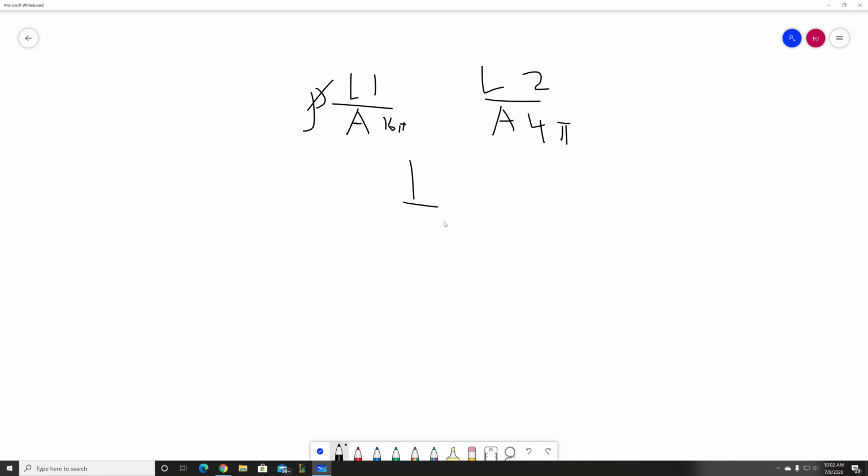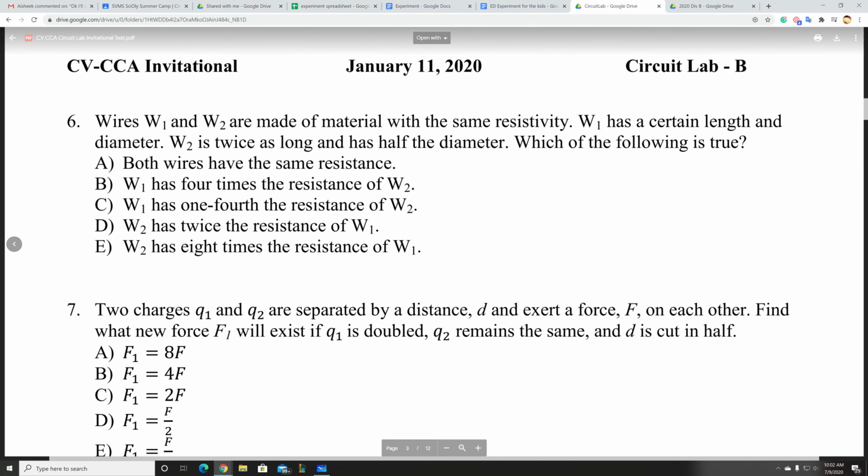Wait a sec. No, that wouldn't be 4 pi. I think I'm doing something wrong. This is supposed to be 2 over 4 pi. If it's 2 over 4 pi, this simplifies to 1 half, because you don't care about pi's. Pi's are the same in both, so it doesn't matter. And this has 1/16. If you divide the two, 1 half over 1/16, that's 1/8. So you know that W1 is 1/8 of W2, or W2 is 8 times.